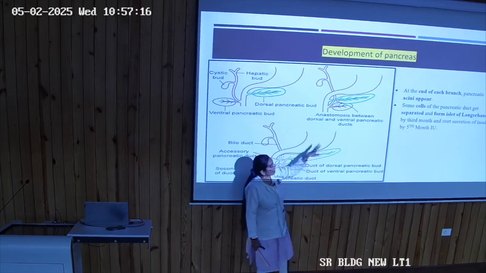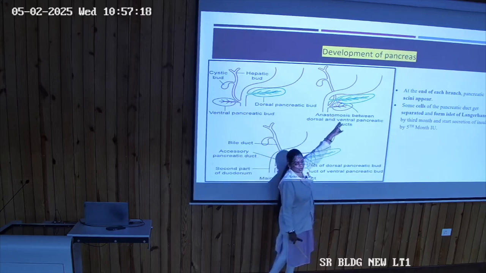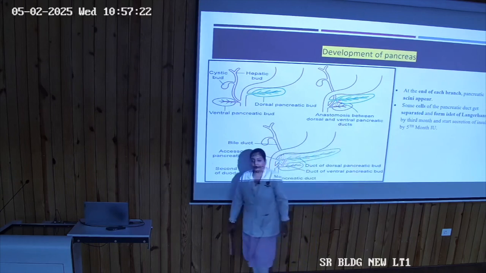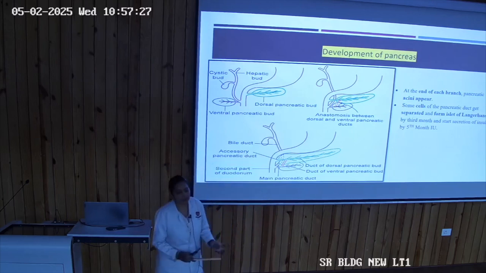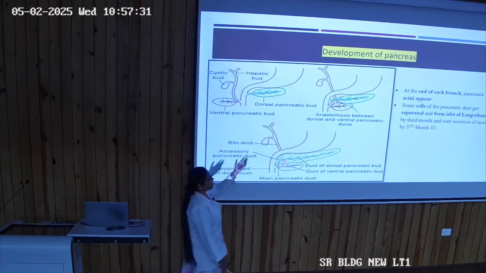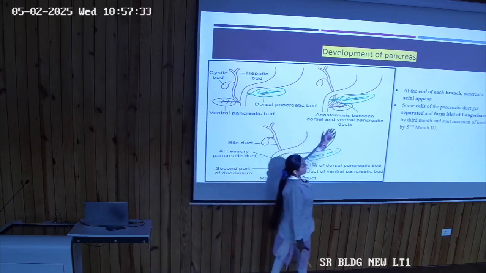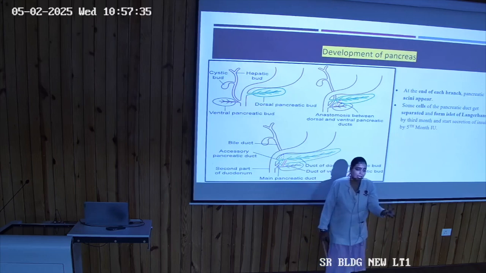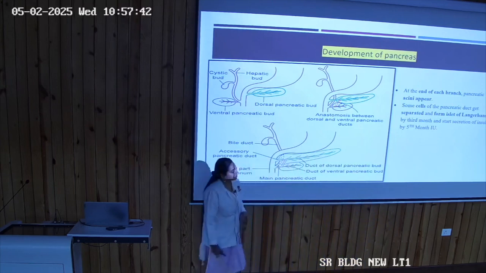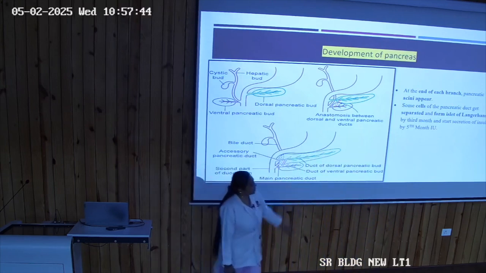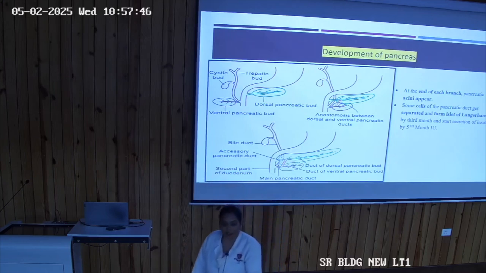Again, they have these ducts over here. The terminal parts of the ducts are going to form acini. It has an exocrine part and an endocrine part. The exocrine parts are the acini, serous acini in the pancreas, and some of these cells get separated from the terminal part and form clusters which are known as islets of Langerhans. So the islets of Langerhans start secreting insulin around the 5th month of intrauterine life.